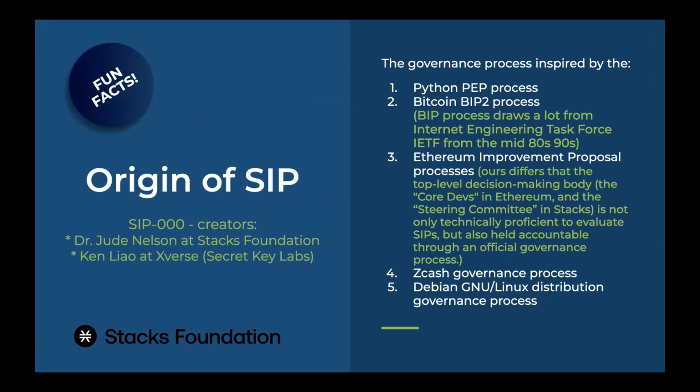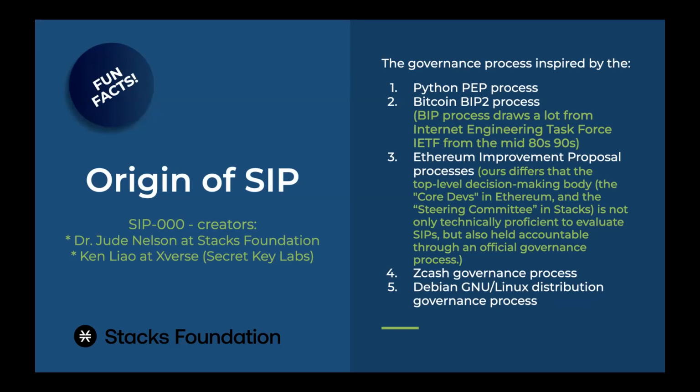So a bit of fun fact. Where did the SIP come from? What happened? Basically, it needs to be created by somebody. So it was Jude, Dr. Jude, and Ken who wrote the SIP 000 process that basically outlines all the processes that would happen from idea to the end product. They've written an extremely detailed document and it is on GitHub, and I'll share the link.